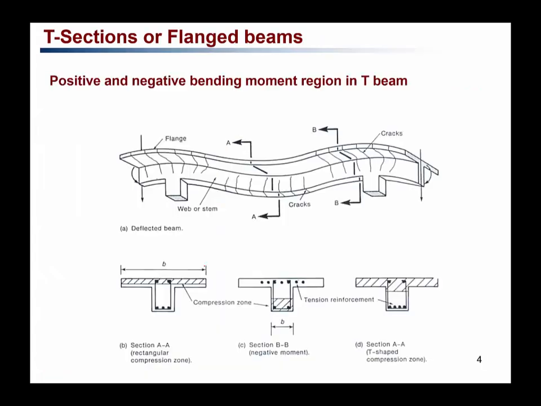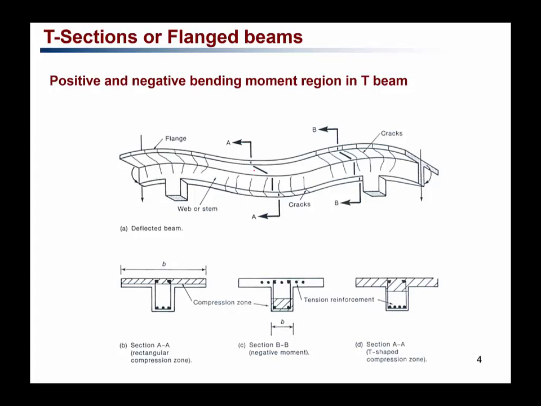Now, depending on which section we are dealing with, the flange section might behave as a flange section, or it might just behave as a normal rectangular section as well. For example, as you can see here, it is a continuous beam, and the slab is cast monolithically with the beam here, so the slab will have a contribution towards the performance of the beam as well. Now, if you take a section at the middle here, AA section, we see that it can behave in two different ways. There can be two different cases.